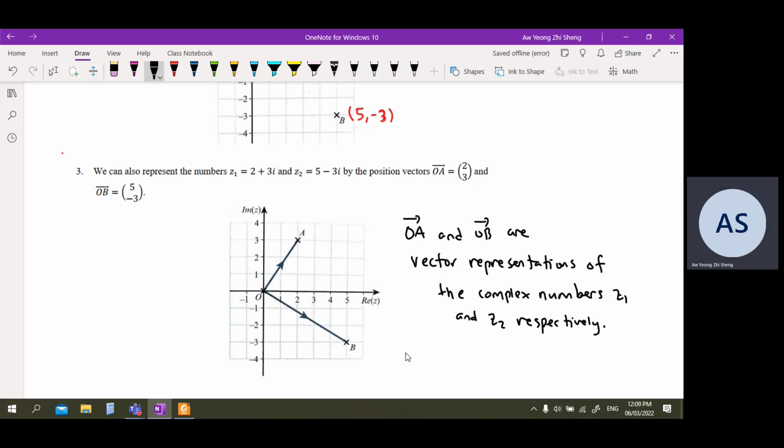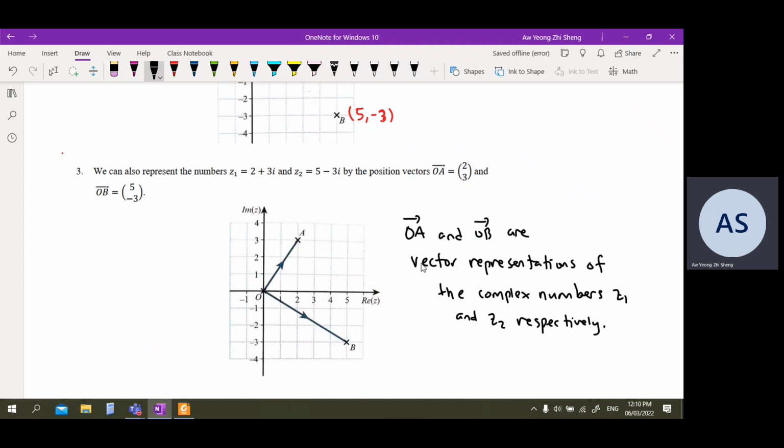Right, so understanding of this vector representation will be very useful, especially when we want to visualize what happens when we add or subtract complex numbers, which we'll cover on page 12. Now let's move to page number 12.